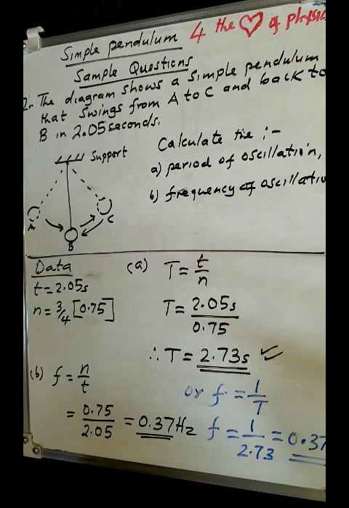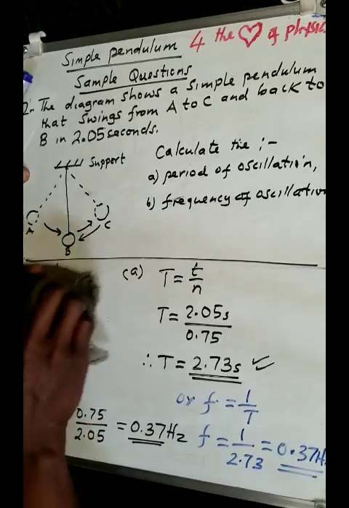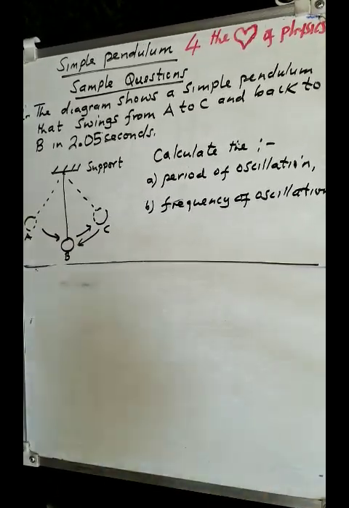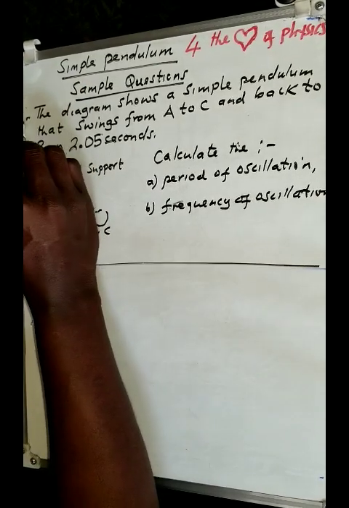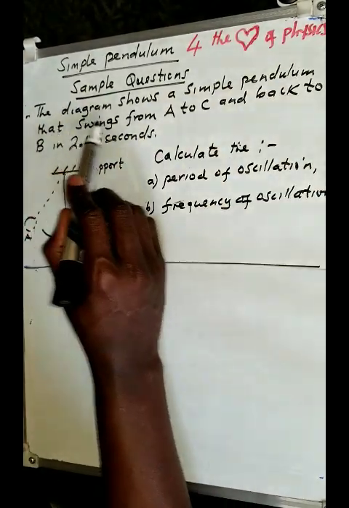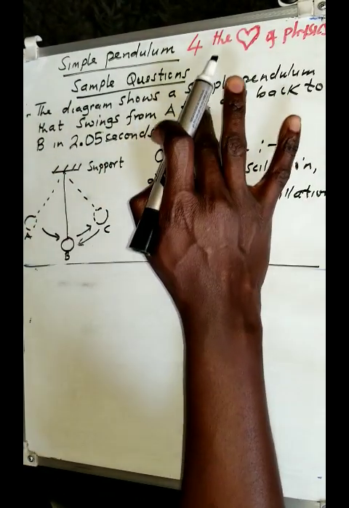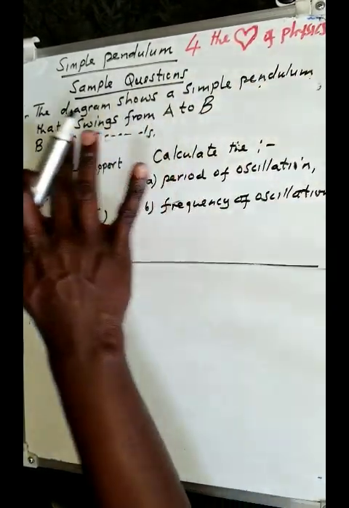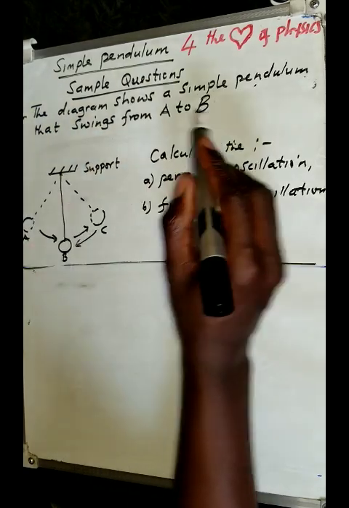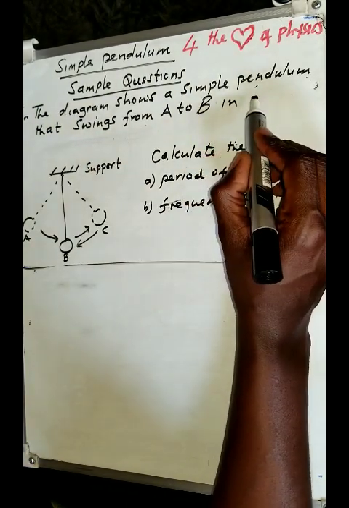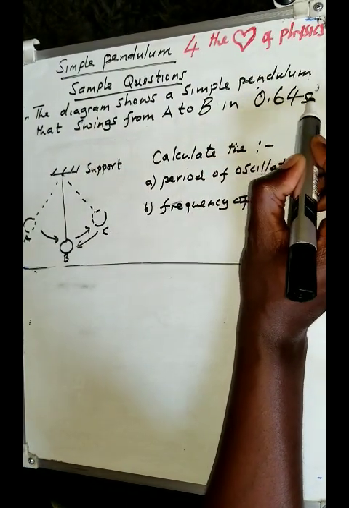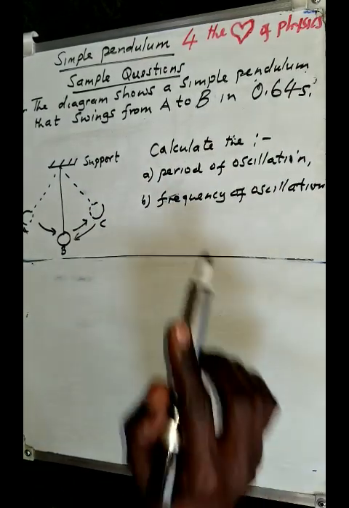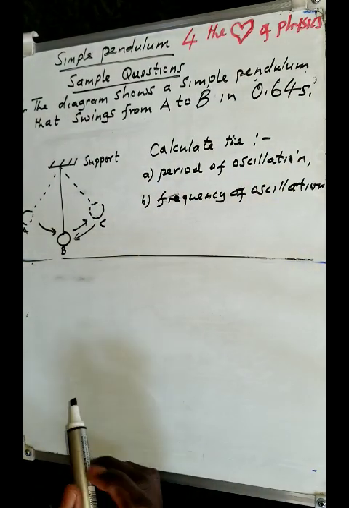All right, on the same diagram, I'll make alterations and make it question number 3. Let me say the diagram shows a simple pendulum that swings from A to B in 0.64 seconds. The question says calculate the period of oscillation, then the frequency of oscillation.